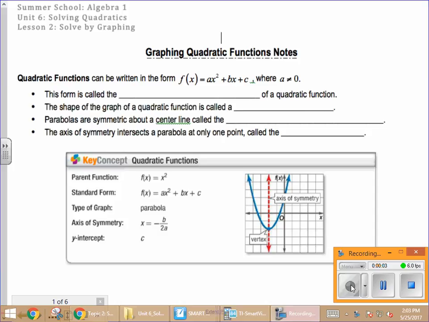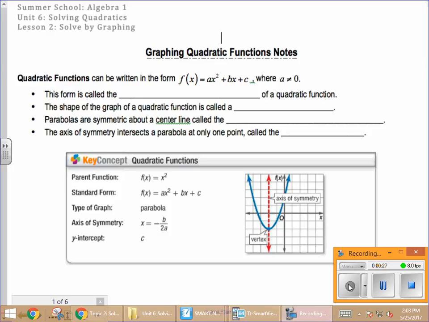The Algebra 1 Summer School Unit 6 Lesson 2 video, Solve by Graphing. So this is our Solving Quadratics unit. The first lesson of this unit was how to solve quadratics using the method of factoring. Today we're going to look at the graphs of quadratics, what the graphs look like, and then also what the graphs tell us about the solutions of the quadratic.